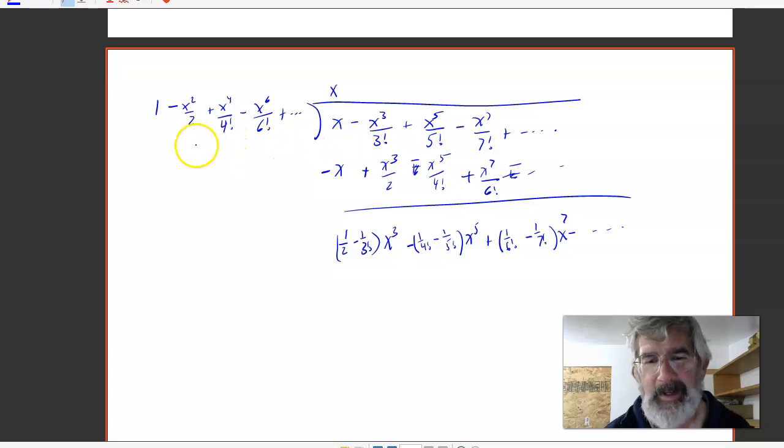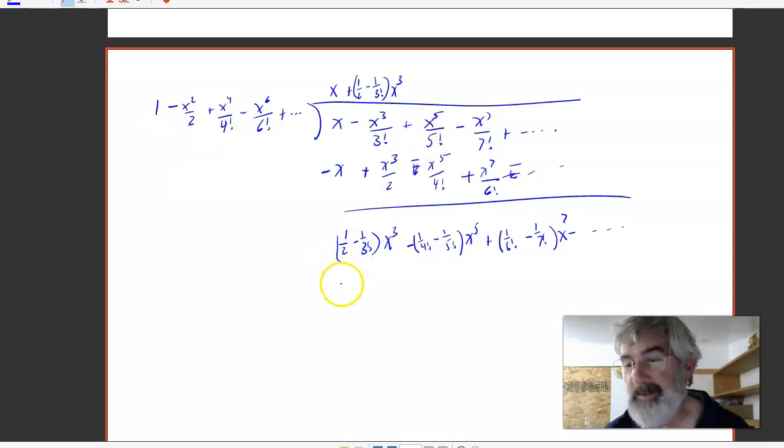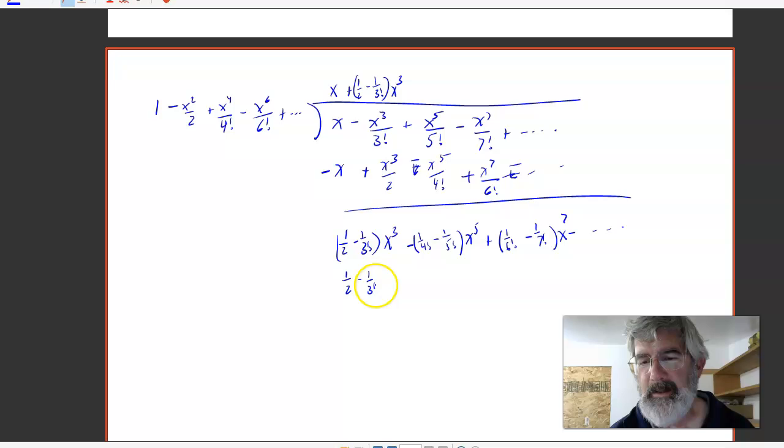Now, what's the next term? The next term is how many times does 1 go into this thing? So this is going to go plus 1/2 minus 1 over 3 factorial times x cubed. And then you have to multiply this times everything here. And it starts to get big fast. And I'm not going to do much more than this right here, because this is going to be exactly what it needs to be in order to cancel out the x cubes there. And then it starts getting really unwieldy.